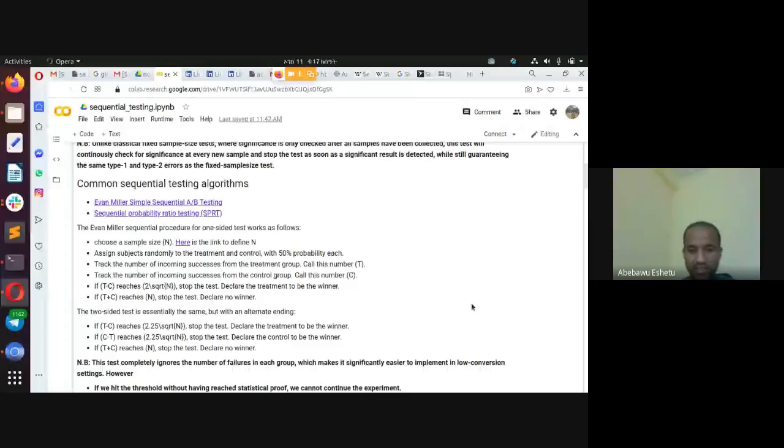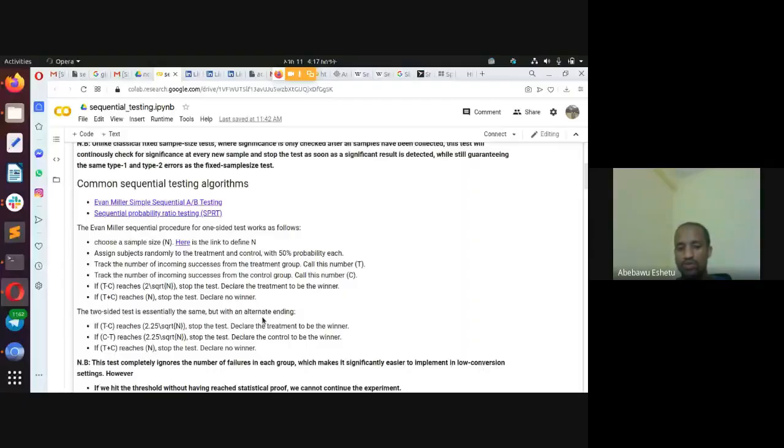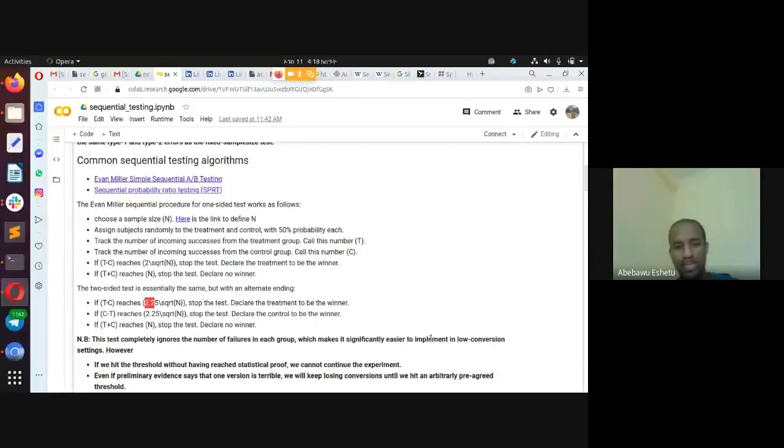So the two-sided test is also the same. The only thing is in the stopping procedure, we use 2.25 rather than 2, and it also allows us to find either the treatment or control as the winner, because the test by itself is a two-sided test, or sometimes we call it a two-tailed test.